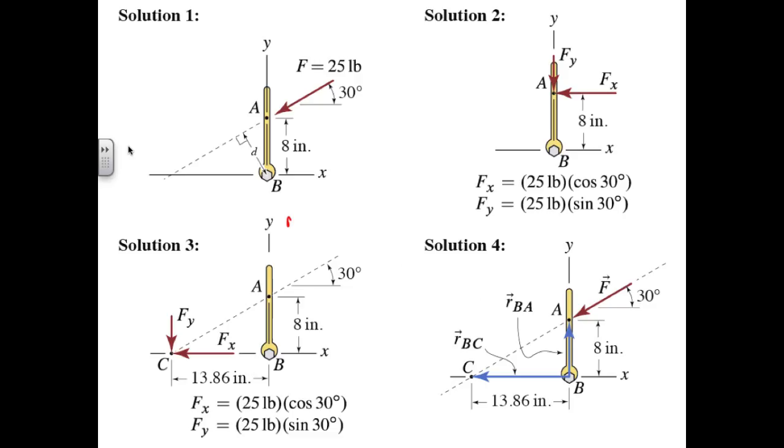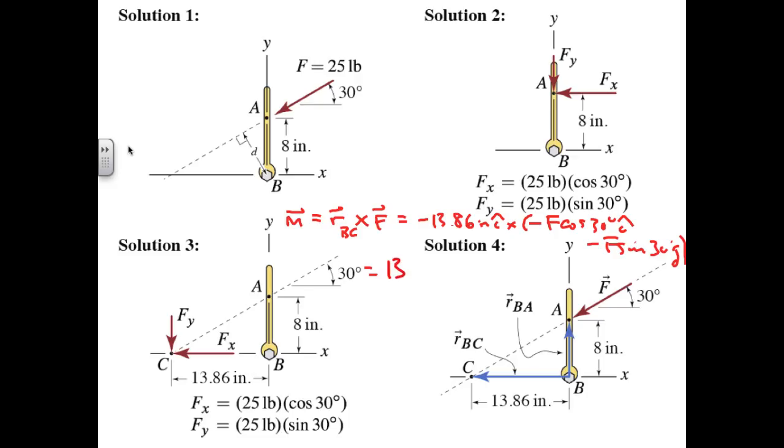Alternatively, we could say M is equal to RBC cross F. RBC is minus 13.86 inches in I, crossed into that same F, minus F cosine 30 in I, minus F sine 30 in J. Only the I cross J component will survive, and we see that that gives us 13.86 F sine 30 I cross J, which is just going to be K. And again, that's going to give us 173.2 inch-pounds in the plus K direction.